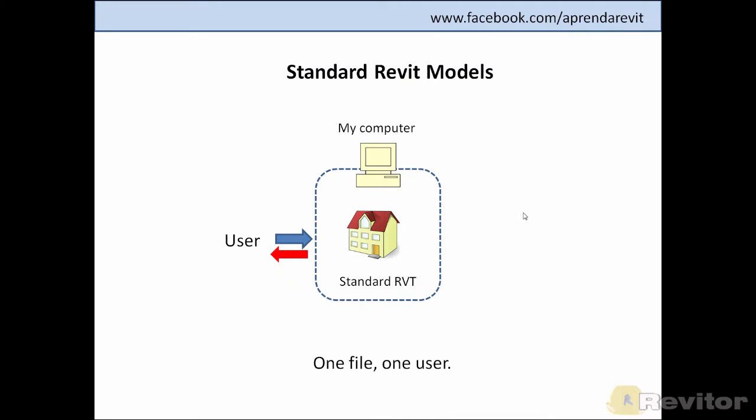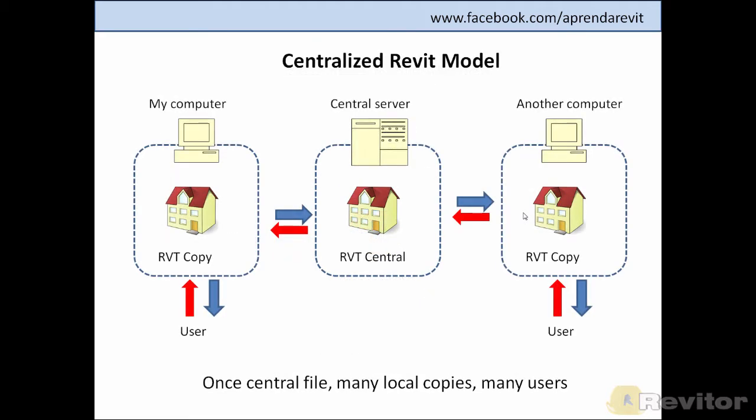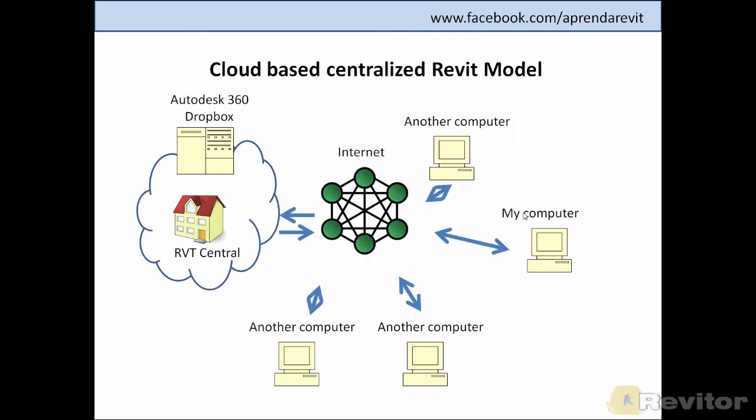A centralized model is a Revit model like any other. The file itself is no different, but the model has features enabled that allow it to be worked on simultaneously by many users. A user can be doing walls, while another works on foundations and another on roofing, all at the same time. Centralized models can be shared over a local network, for example in an office, or via the internet using Dropbox or Autodesk 360.